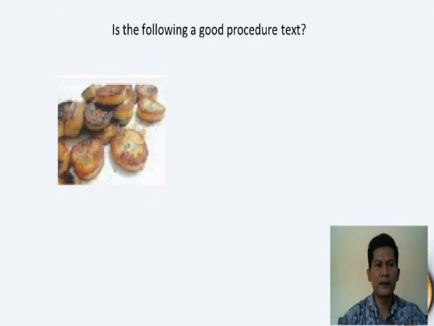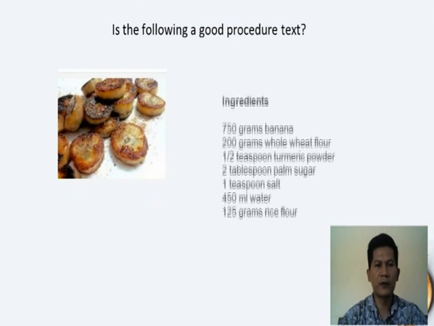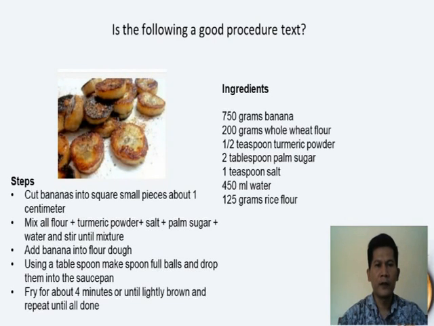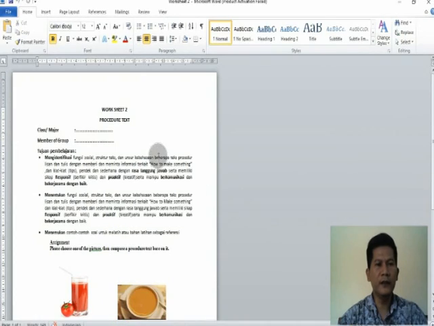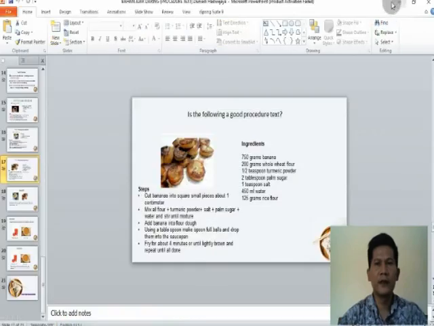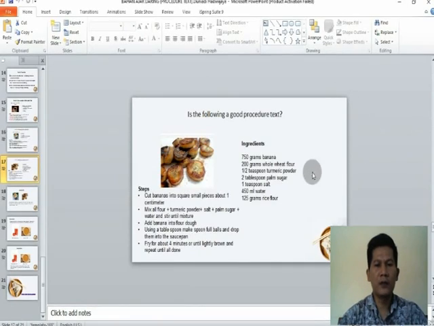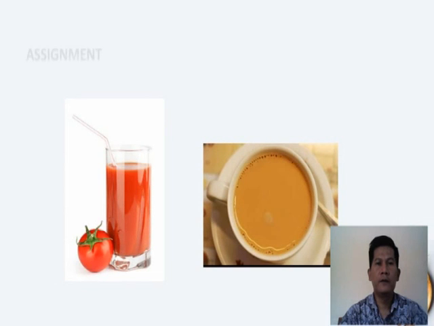That is the one example, and here is the another example of procedure text. Do you think which one is the better? Please analyze it and please write your answer on the second worksheet that I have prepared here, and as usual, you can submit it in our Google Classroom. And this is for your last assignment, students.